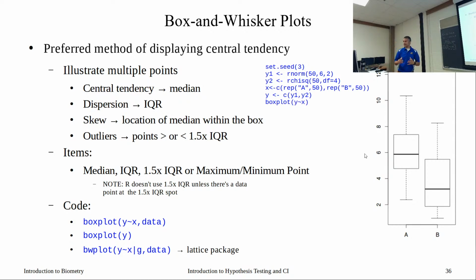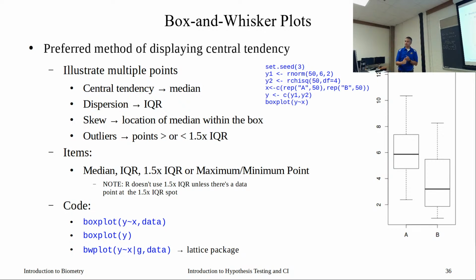Normally we have the data set up like this already from Excel. So we input our data into Excel, or I gave you the file. Now, why is the boxplot one of the preferred methods? Because it illustrates multiple points. It illustrates central tendency, dispersion, skew, and it gives us an idea of outliers, if we have outliers in our data. So there's four things with that.